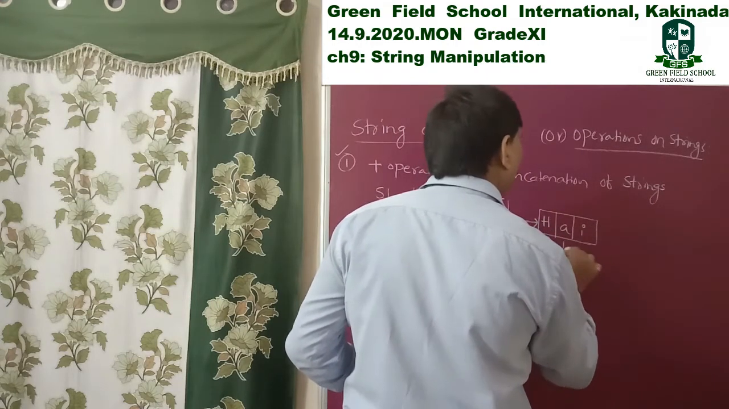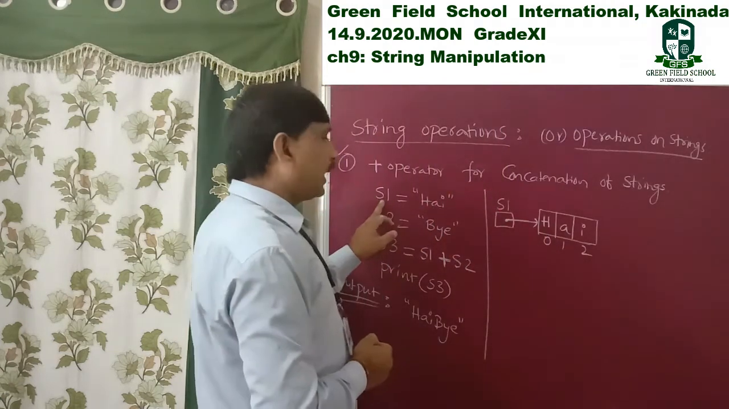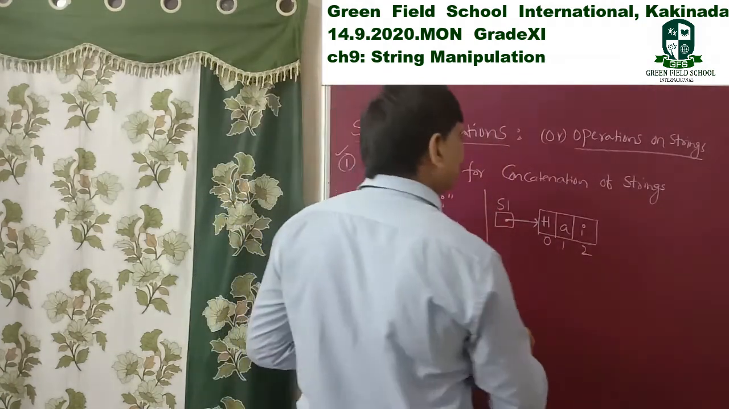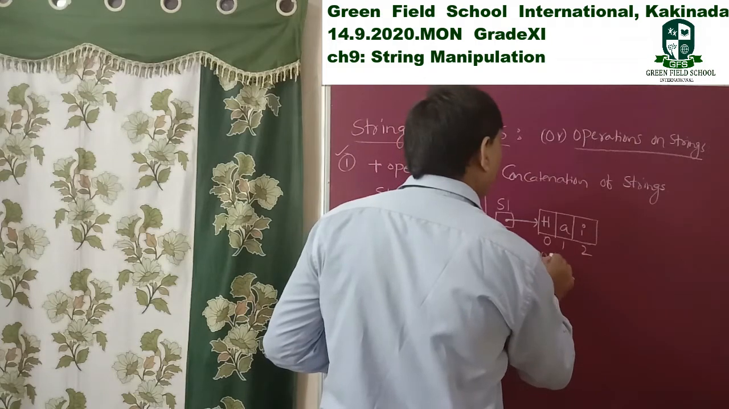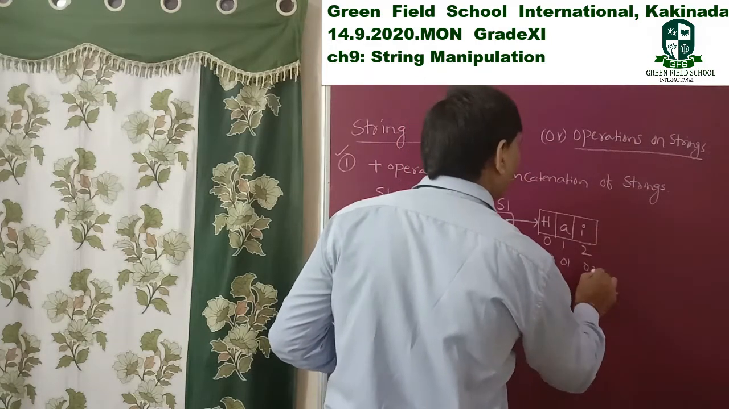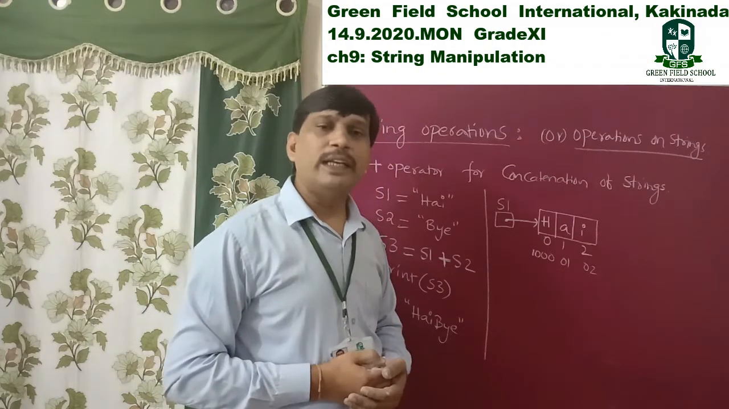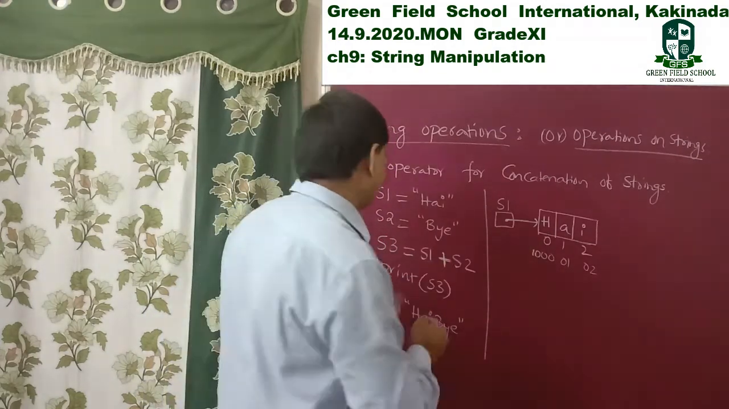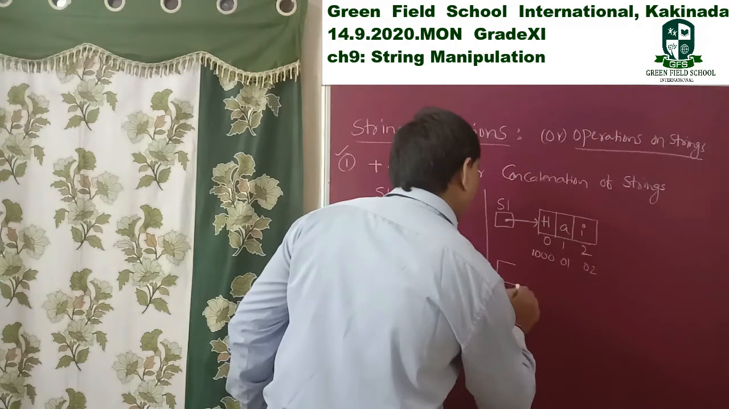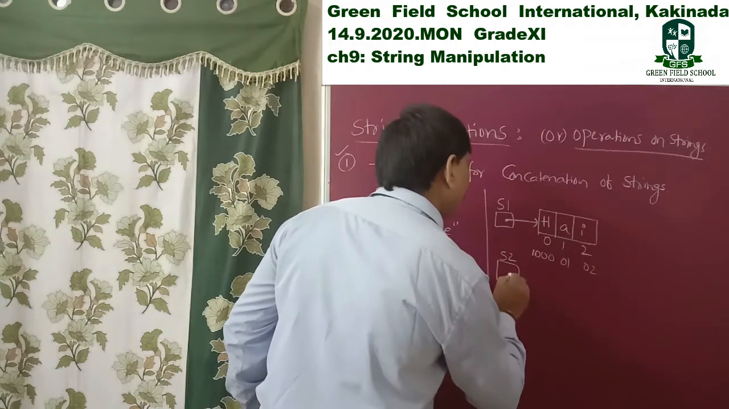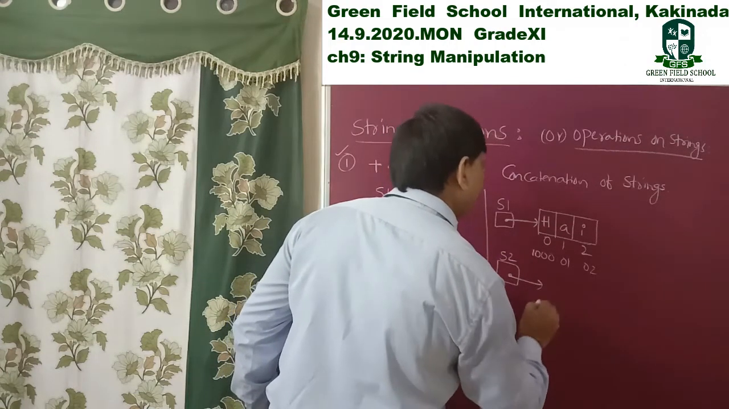So 0, 1, 2. I represent this one in memory. This one is at memory address location 1000, 1001, 1002. Next, S2. I take S2 here, and S2 can be displayed like that.